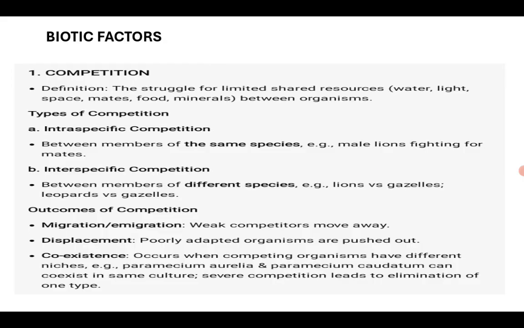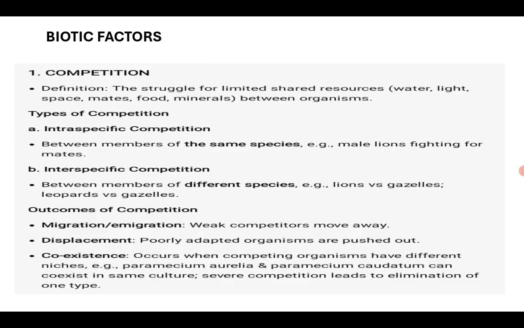You can also look at another example of intraspecific competition. Male lions, for example, fighting for female lions as mates or sexual partners. So that's intraspecific competition. Same species struggling for the limited shared resources.